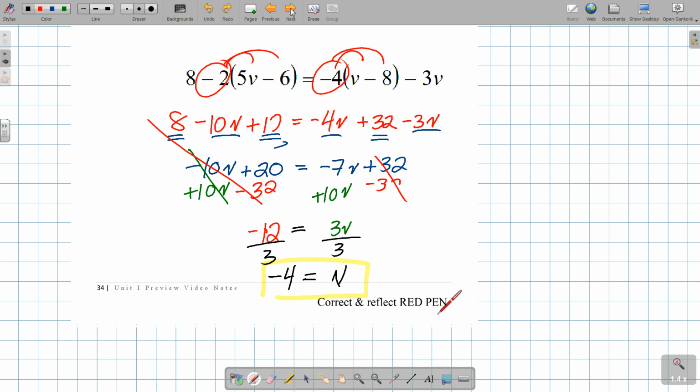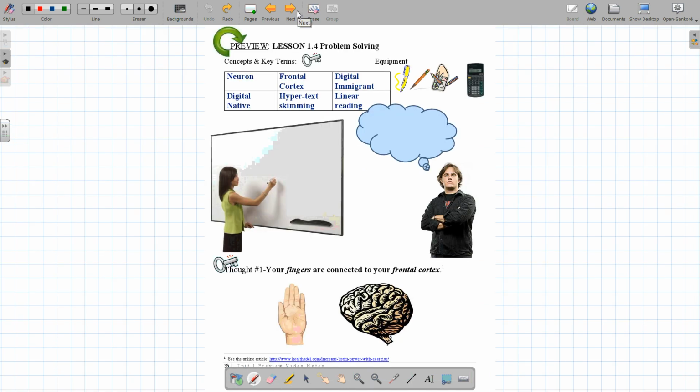All right, let's get in today what we are learning. You're going to learn a lot of neurology today. Some very important vocabulary is in hand. You need to understand the concept of a neuron, which are the brain cells, the name of cells in your brain, as well as your spinal cord. Frontal cortex, the difference between a digital immigrant versus a digital native. Hypertext skimming, and something called linear reading.